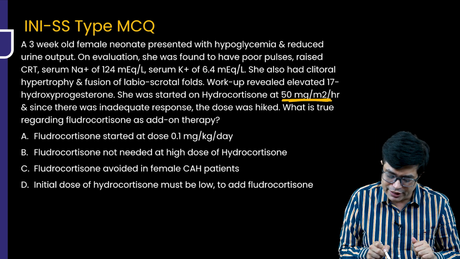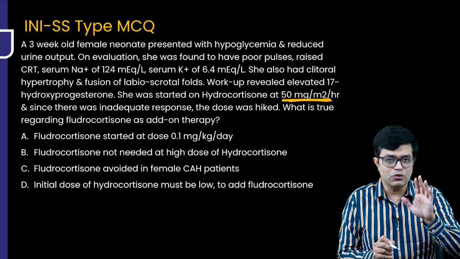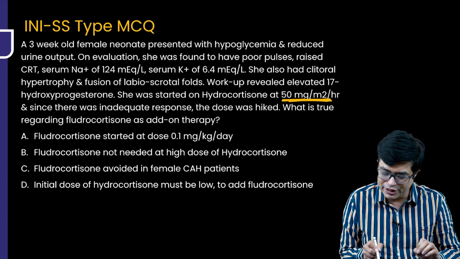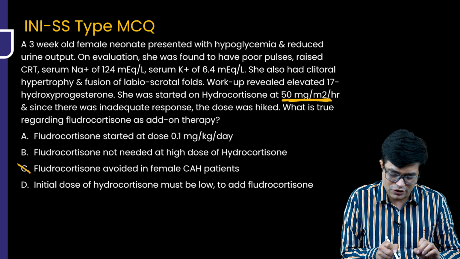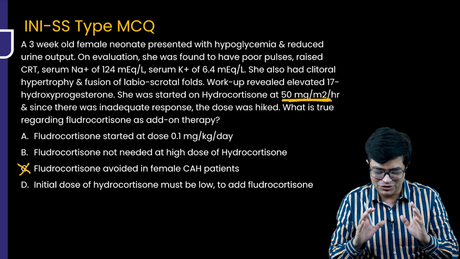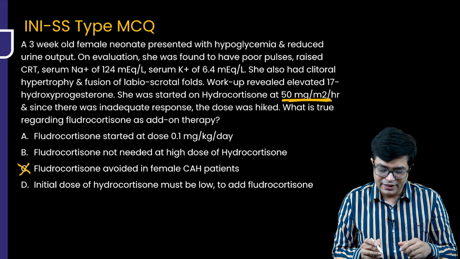So what is true regarding fludrocortisone as add-on therapy? Let us look at the options one by one. The easiest option to rule out is C, fludrocortisone avoided in female CAH patients. That is not the answer. Obviously, gender is not a contraindication, right? So C is not the answer.